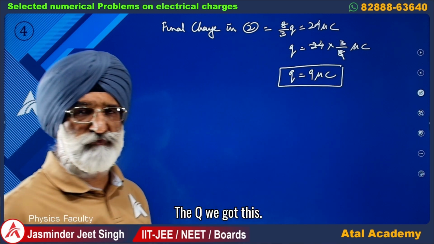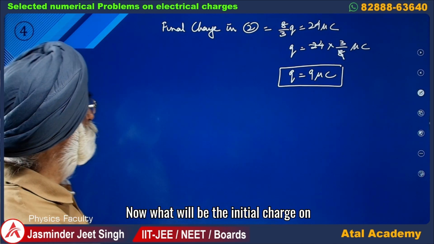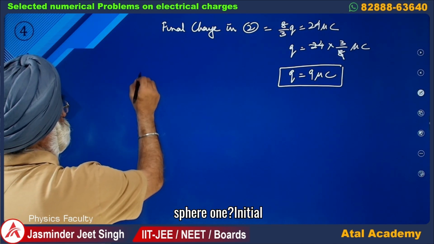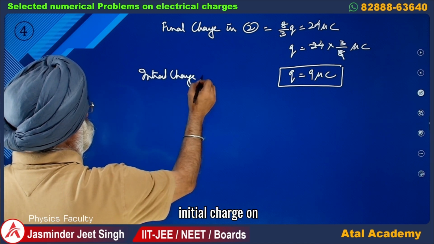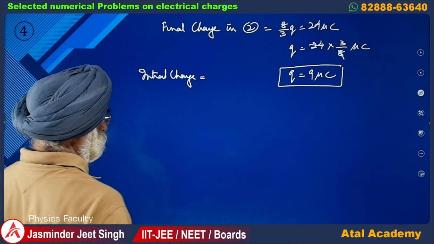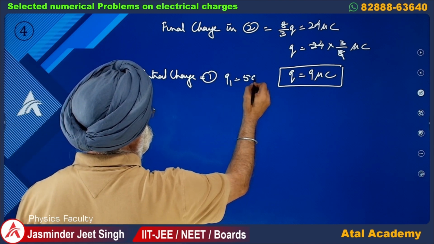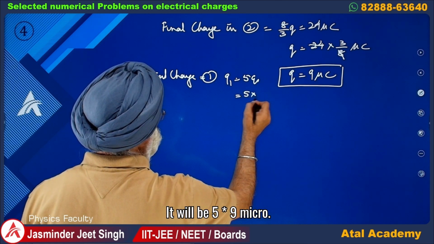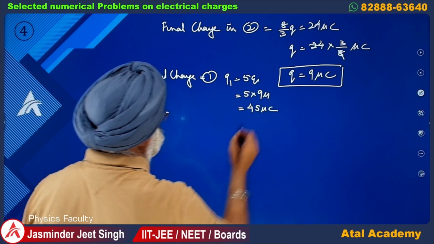The Q, we got this. Now what will be the initial charge on sphere 1? Initial charge on sphere 1, Q1 was equal to 5Q. It will be 5 into 9 microcoulomb. It will be 9, 5 is the 45 microcoulomb.